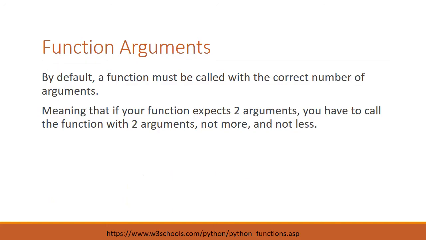By default, a function must be called with the correct number of arguments, meaning that if your function expects 2 arguments, you have to call the function with 2 arguments. Not more and not less. There are ways to define optional arguments, but we're not going to address that here.